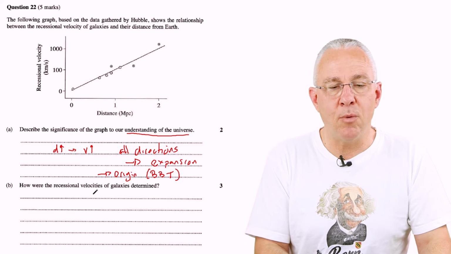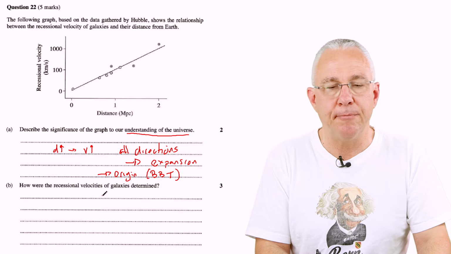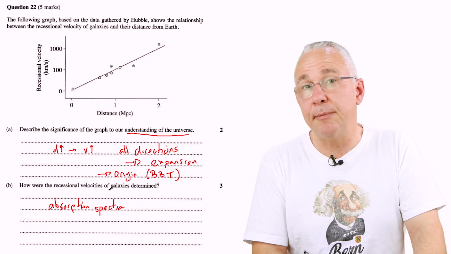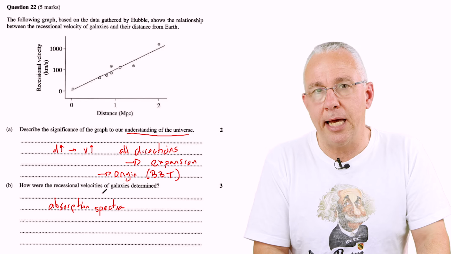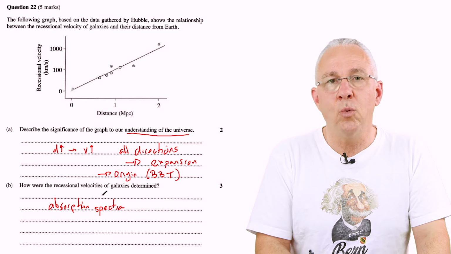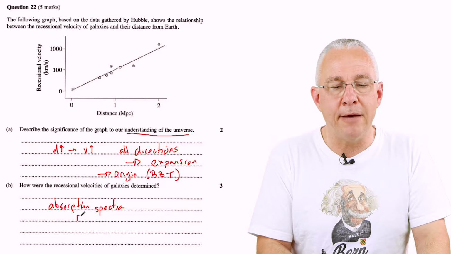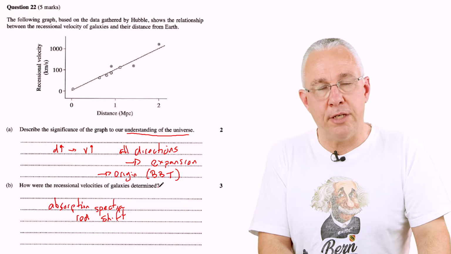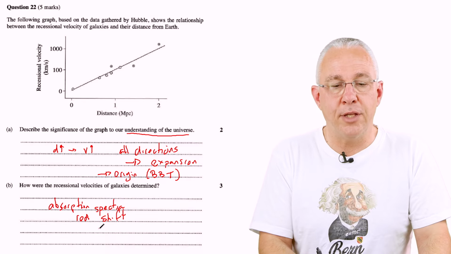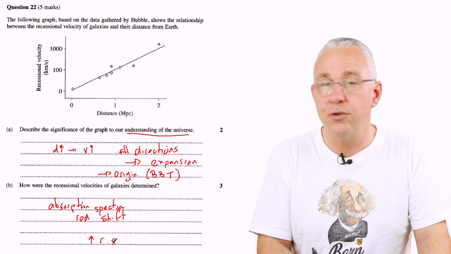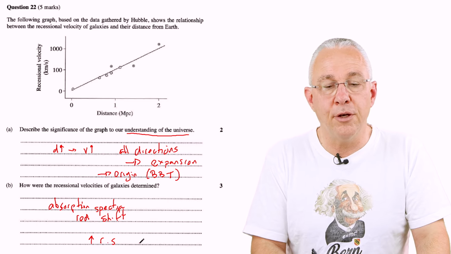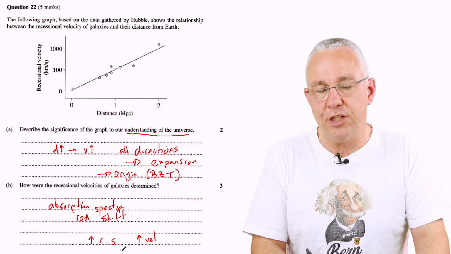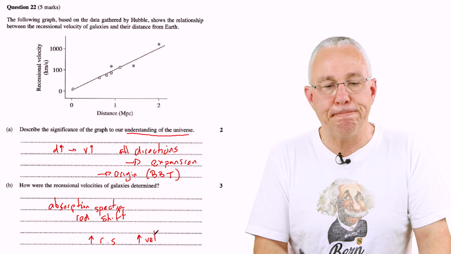Question B says, well, how were these recessional velocities of the galaxies determined? Well, this is all about the absorption spectra. Now, because most galaxies are made up of hydrogen, what they noticed is that the lines for hydrogen were shifted towards the red end, and so we have this idea of redshift. The further the redshift, the faster the velocity. And so therefore a greater redshift means a greater velocity. And so as a result, by measuring the amount of redshift, they can determine the recessional velocity.